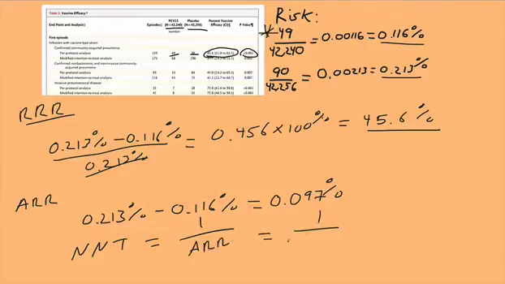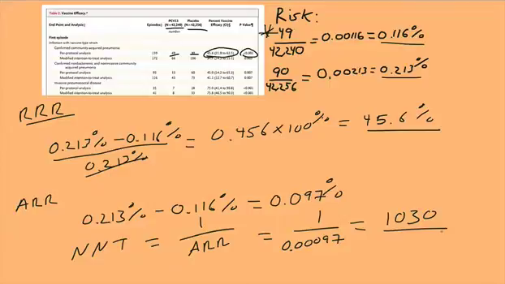Now from there, I can take this absolute risk reduction and calculate a number needed to treat. And remember, a number needed to treat is just 1 over the absolute risk reduction. So I take 1 over 0.00097, because I'm turning it into a regular number instead of a percentage, which equals roughly 1,030. So it takes treating 1,030 people with Prevnar in order to prevent 1 extra case of pneumonia.